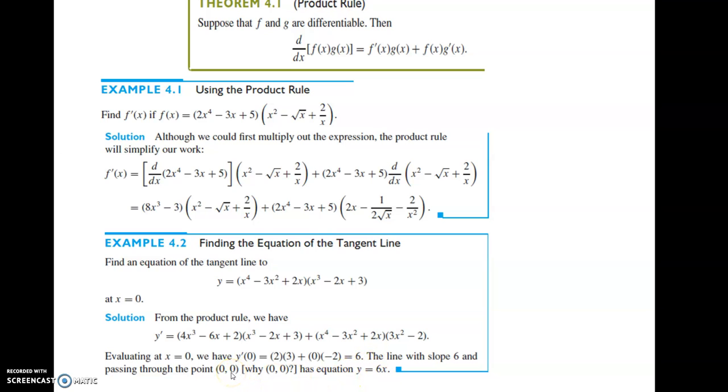Remember, you need to find the y value, because you have to put x is equal to 0 here. Here the y value is also 0. So, please check, and then you get y equal to 6x is the answer.